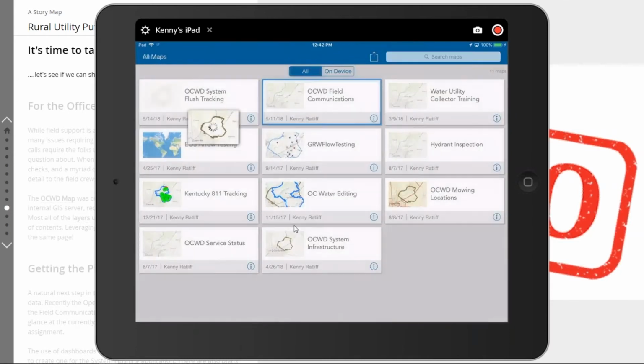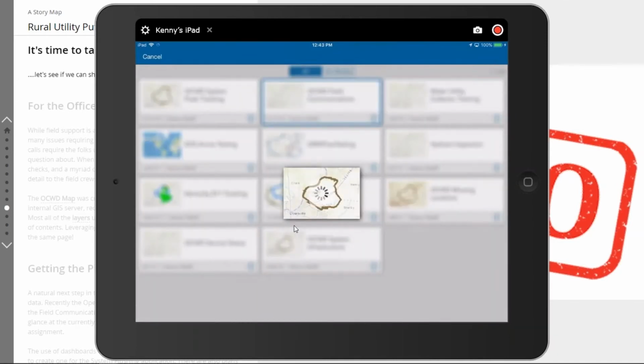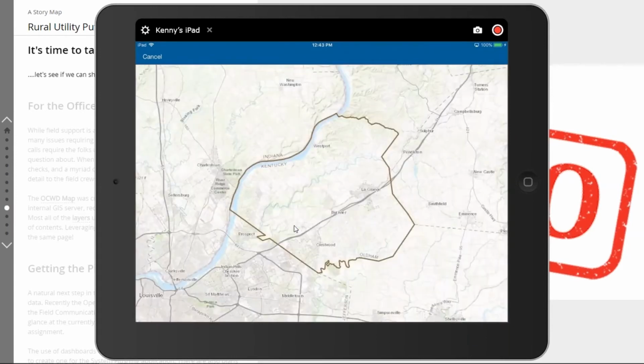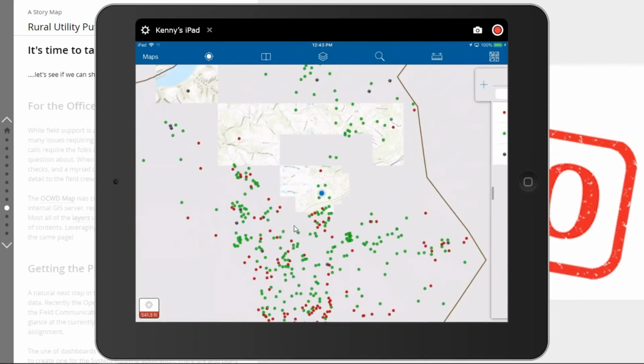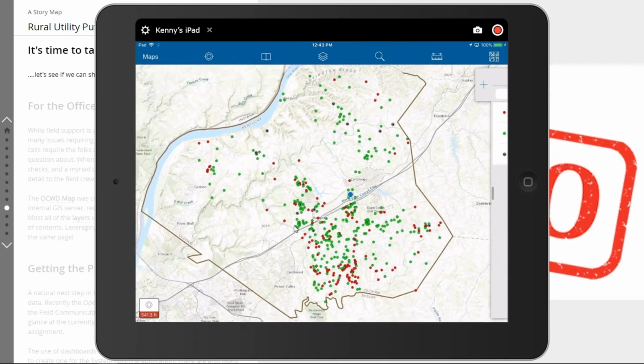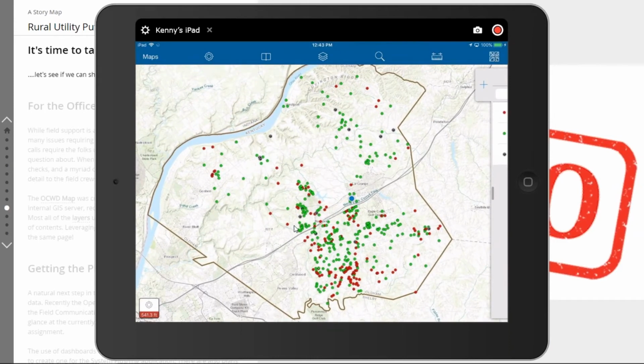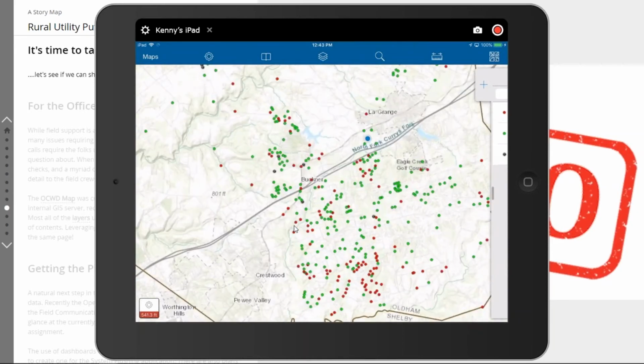So let's jump over to our flush tracking. While this is loading, well, there we go. I mentioned the system flush tracking. These are all of our end-of-line hydrants. You can see that the reds are ones that we have not captured. On a monthly basis, I go back to the first of the month 6 months ago, and reset these hydrants to red so that we know they are again available for sampling.